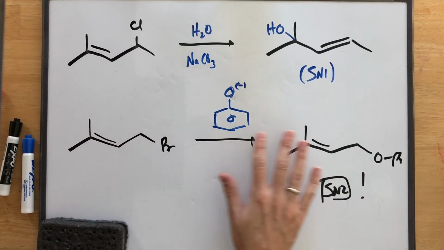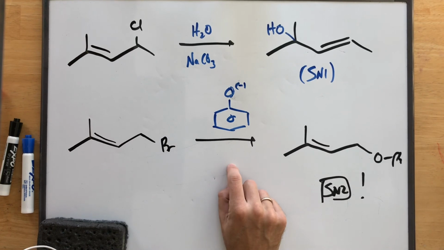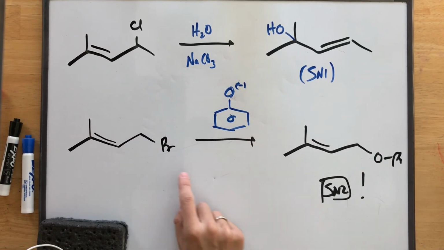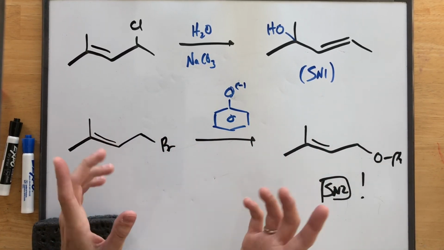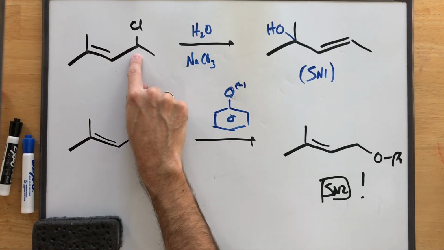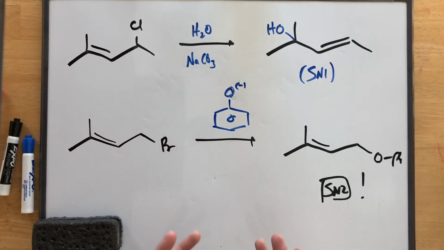I just wanted to point that out at the end. This was a really good example because when I first did this, they said, well, it must do an SN2 based off of this. It doesn't look like much, but a primary bromide versus a secondary chloride can make a difference, and obviously it does here.